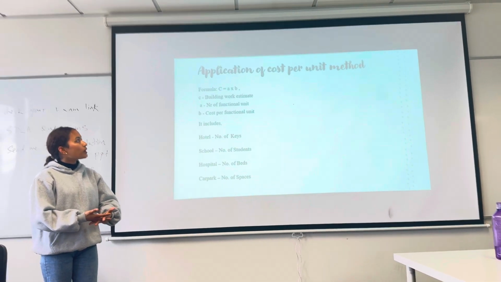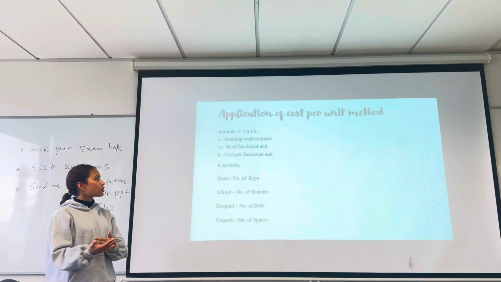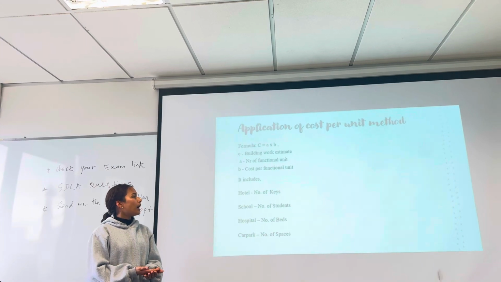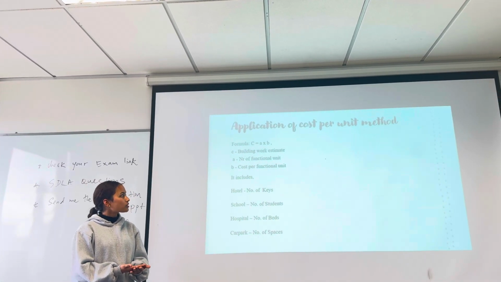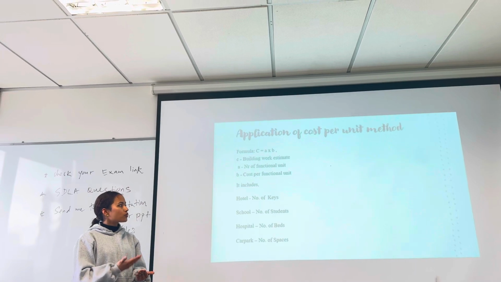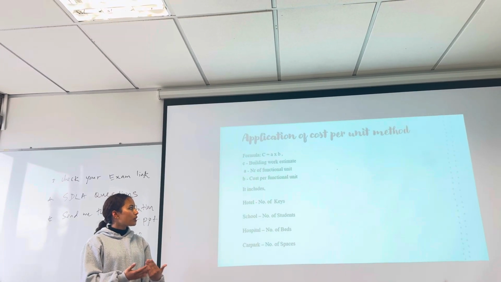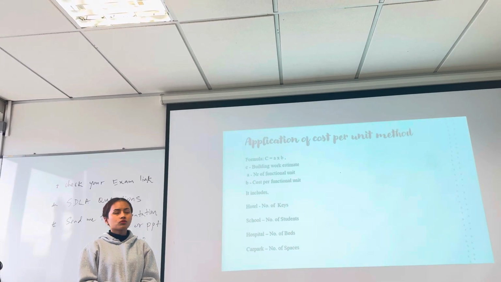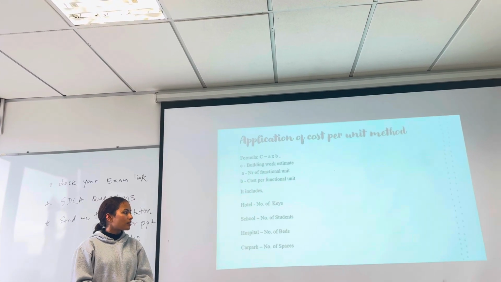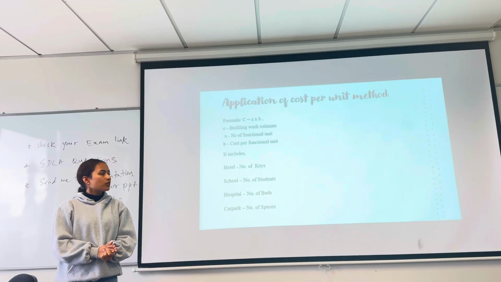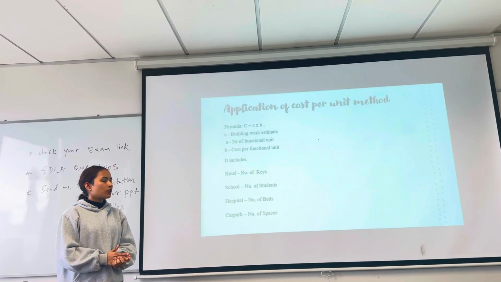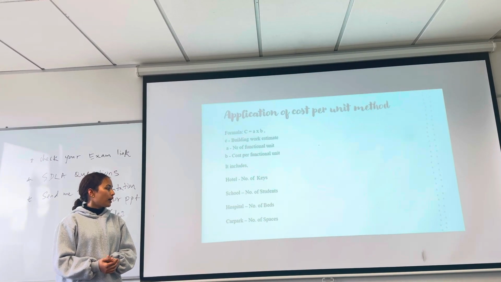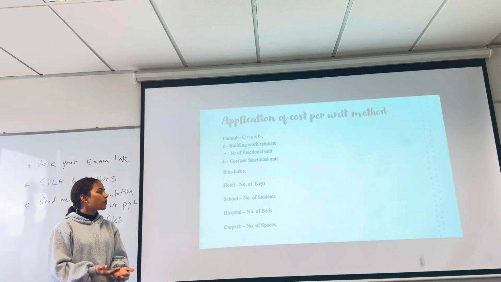The formula is C = A × B, where C stands for the building work estimate, A stands for the number of functional units, and B stands for the cost per functional unit. For hotels we can usually use the number of keys or rooms; for schools, the number of students; for hospitals, the number of beds; and for car parks, the number of spaces.